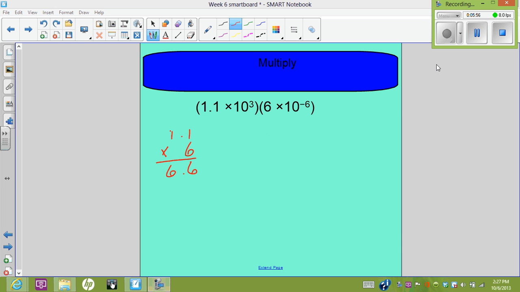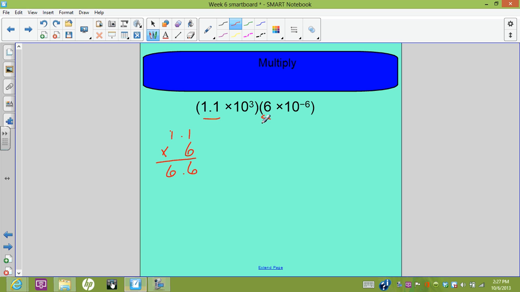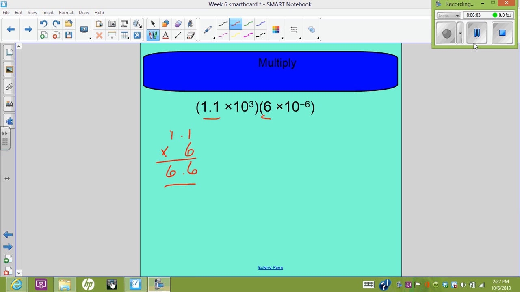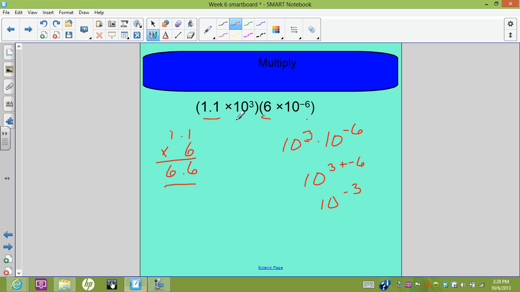So first I did 1.1 times 6. That's the decimal numbers in my problem, and I got the answer of 6.6. Then I multiplied my powers of 10, 10 to the third times 10 to the negative 6, which is 10 to the 3 plus negative 6. If I do that math problem using my rules of integers, I get 10 to the negative third. So my final answer to this problem is 6.6 times 10 to the negative third. And I didn't have to fix any fakers because this first number is already between 1 and 10. We love it when that happens.